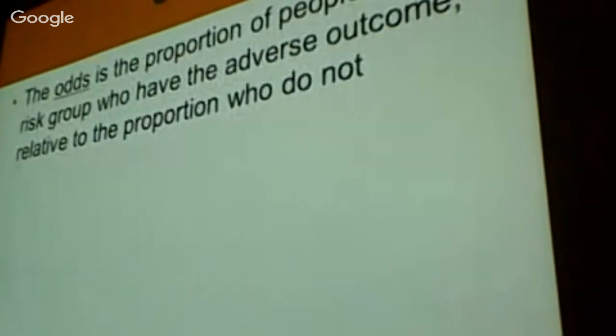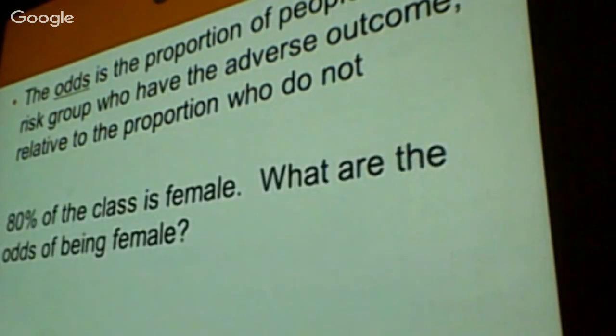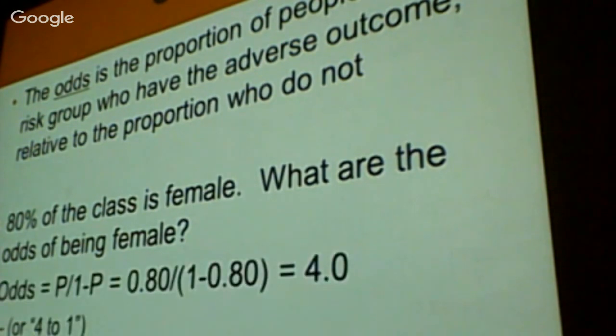Why do we care about odds? A gambler or anything else. So the last measurement of association is comparing the odds of getting your outcome with the exposure to the odds of getting your outcome when you haven't got your exposure. Okay? So the odds is a proportion of people in each risk group who have the adverse outcome relative to the proportion who do not. Example I just gave you: 80% of the class are female. The odds of being female is 80 over 1 minus 80, or 4 to 1.